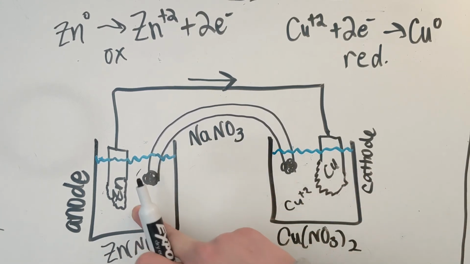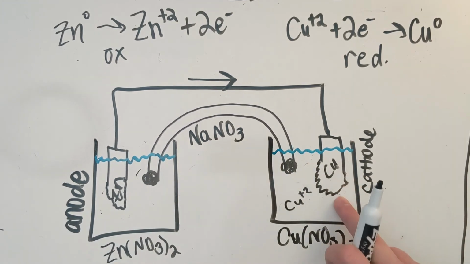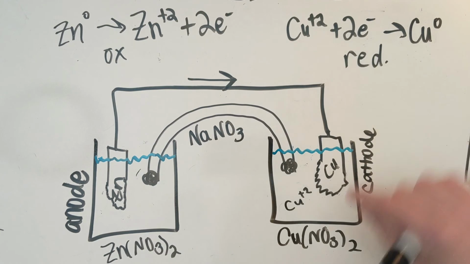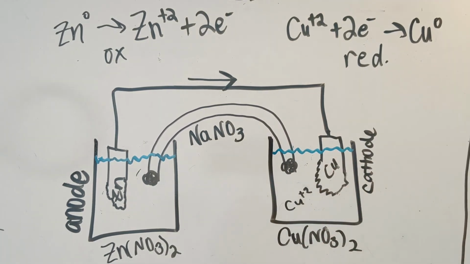So the anode is going to shrink over time and lose mass. The cathode is going to grow over time and gain mass. Because as these electrons are coming over, the copper in this solution is going to undissolve and stick to the cathode. That is the basics of how a voltaic cell works.